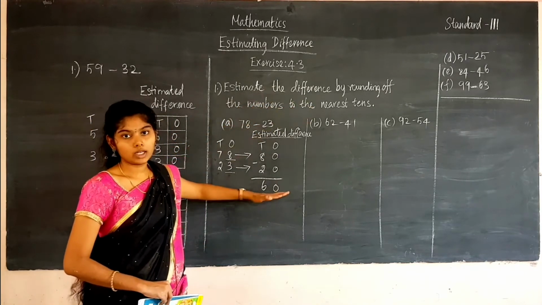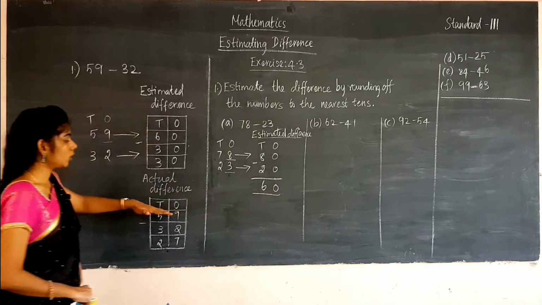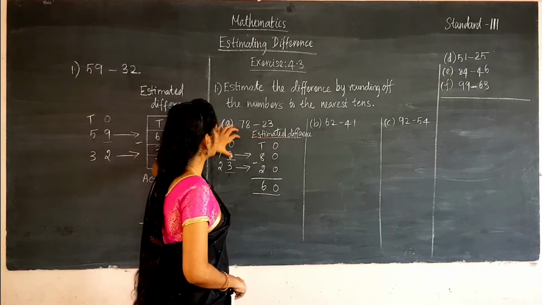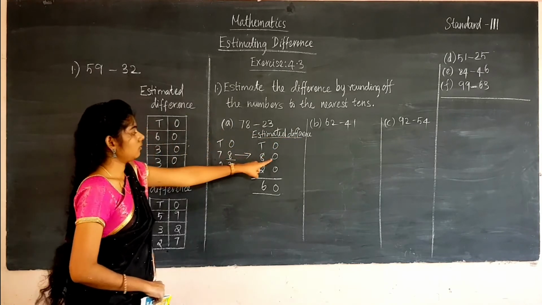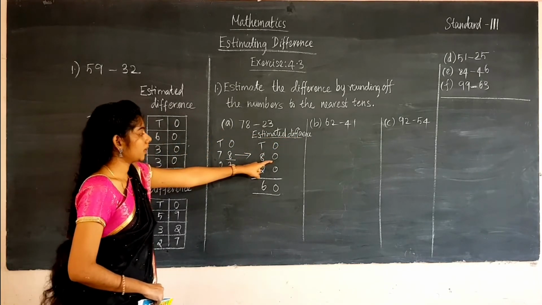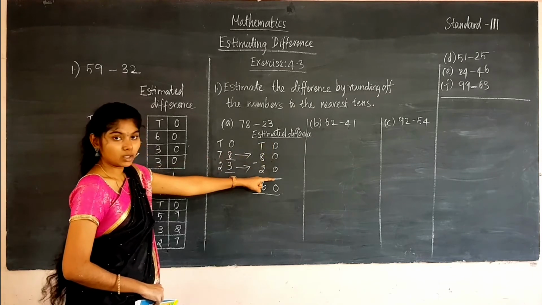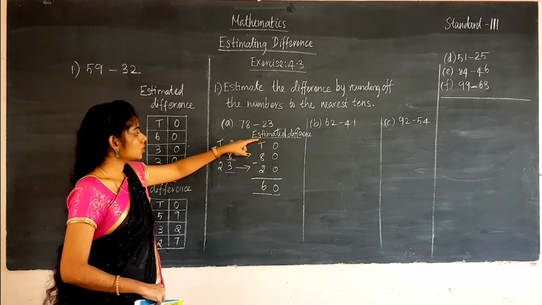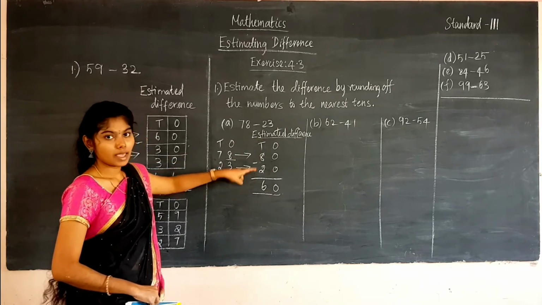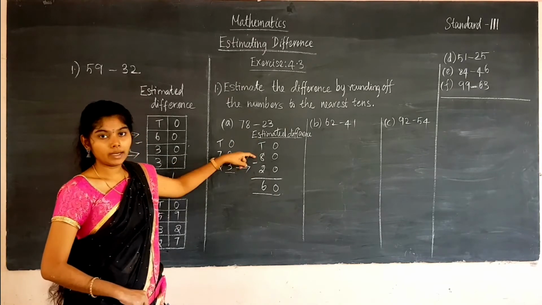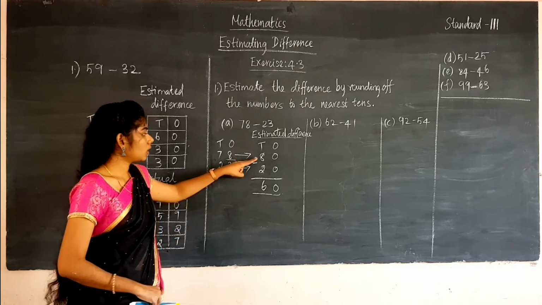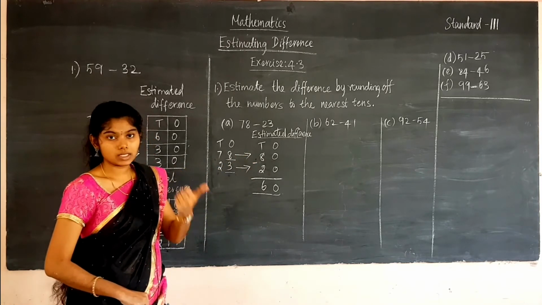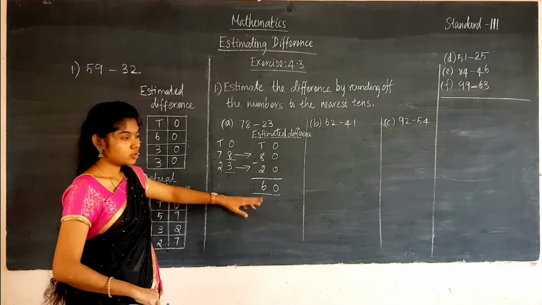They have asked only to estimate, so we have done only the estimated difference. There is no need of doing the actual difference. First we have to round off the numbers and write them here for the estimated difference. Then you have to subtract in the ones place. I have written 0 minus 0 is 0. Next you have to subtract in the tens place, 8 minus 2. 8 in the mind and 2 in the fingers. Say the numbers before 8 and you will get 6. Before 8 is 7, 6. So write that number 6 here. So this is the answer.